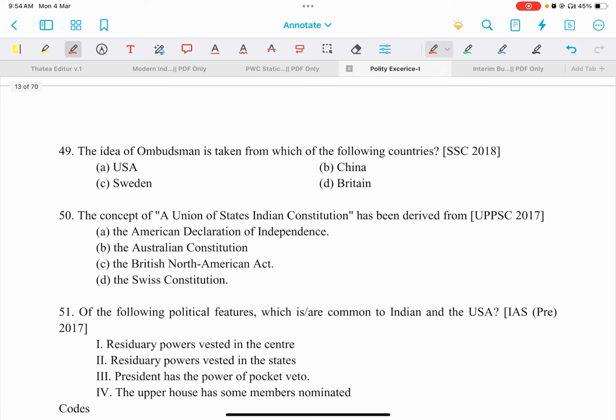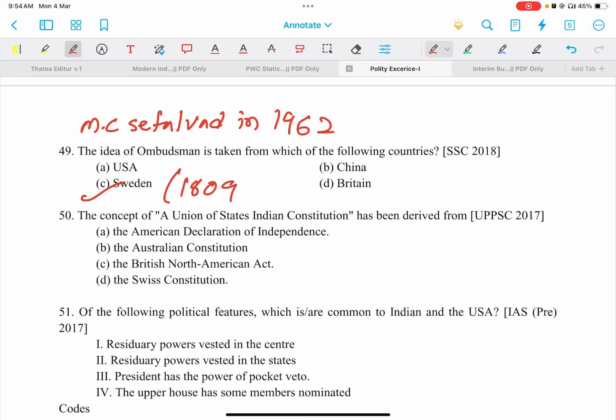Idea of ombudsman in India was settled in 1962. The ombudsman system was first introduced in Sweden in the year 1809.